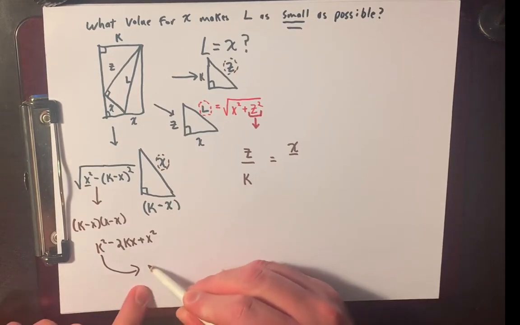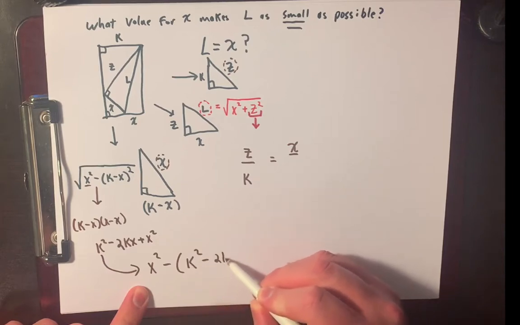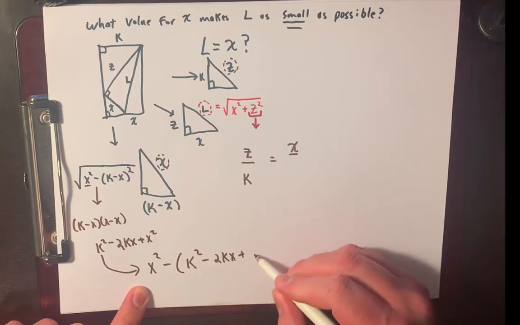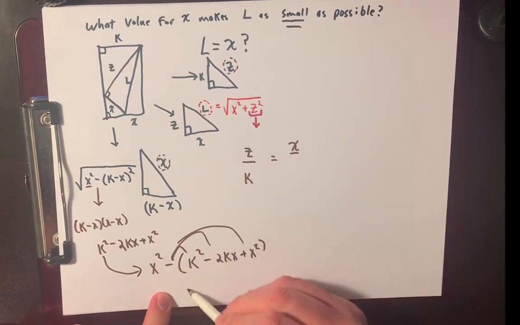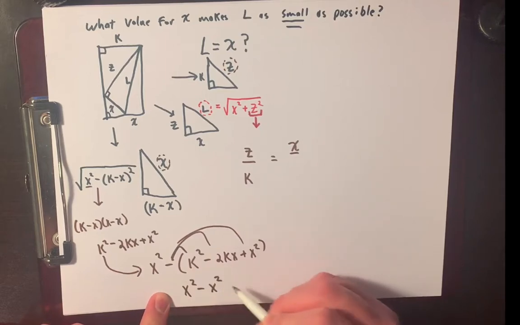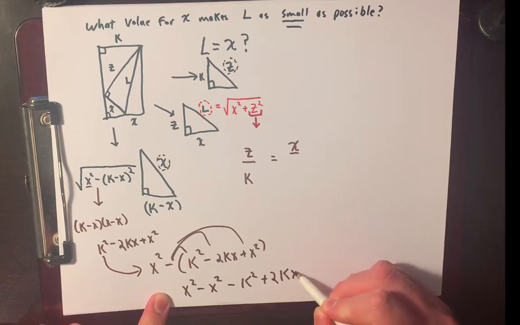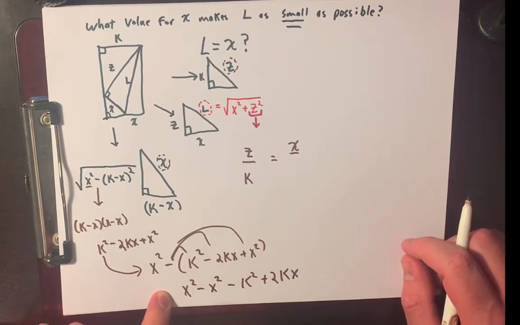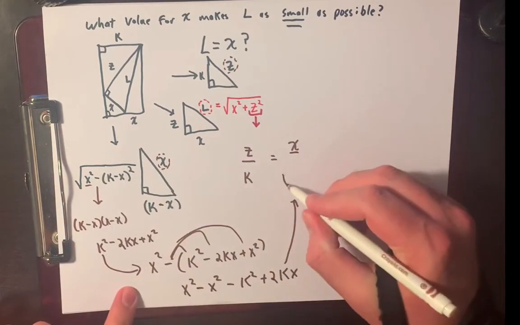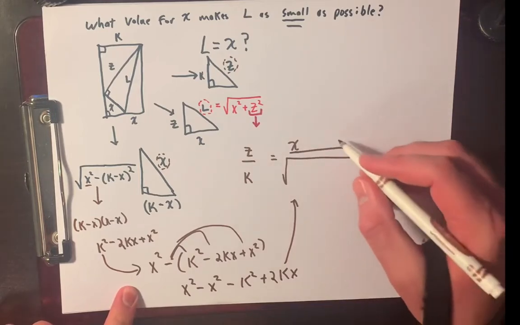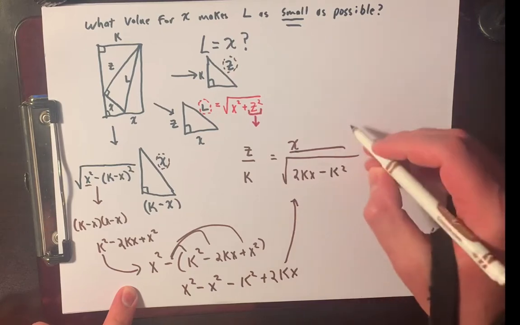So let's go ahead and take that down here. x squared minus (k squared minus 2kx plus x squared). If I distribute the negative into that, I'm going to get x squared minus x squared minus k squared plus 2kx from there. And so if we want to finish out this process, we still haven't done anything to the radical, the root there. So this is going to be just 2kx minus k squared.